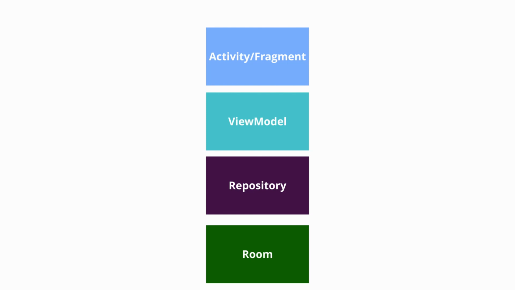The ViewModel can then be communicating with a class called the repository. The repository is not really part of the architectural components, it's just advised as a best practice. Room will serve as our database.